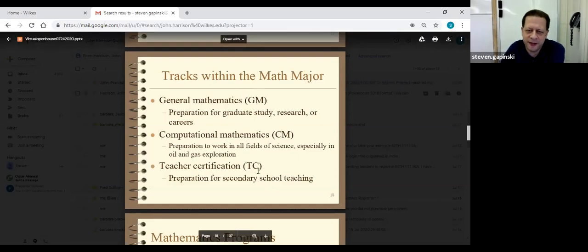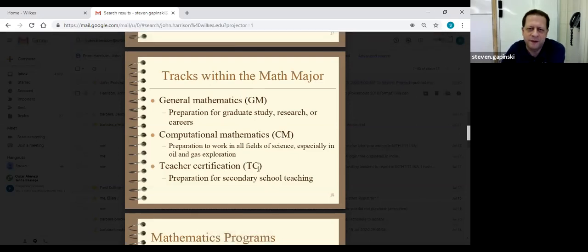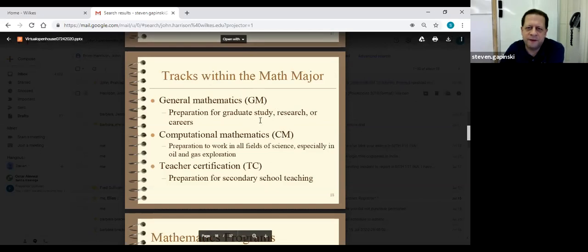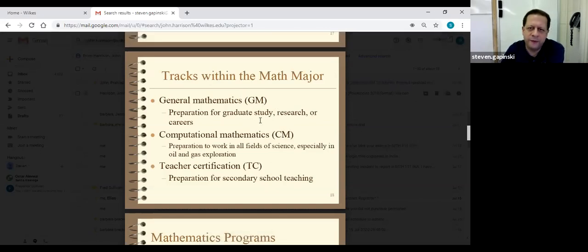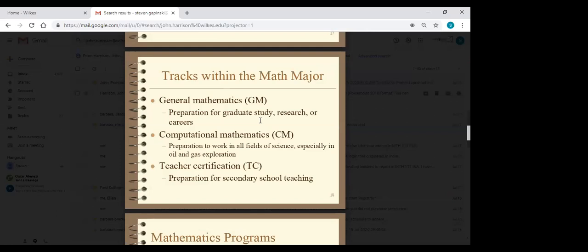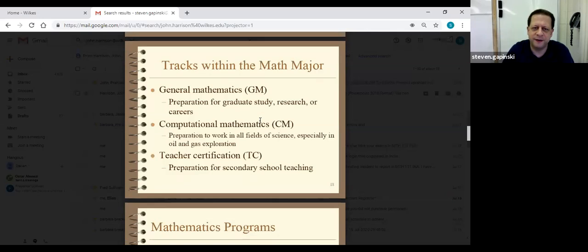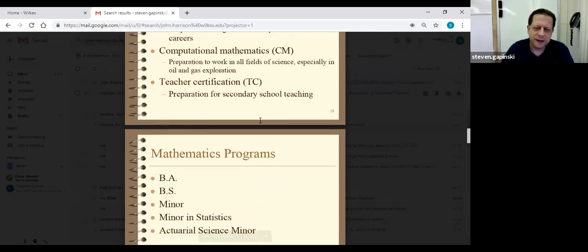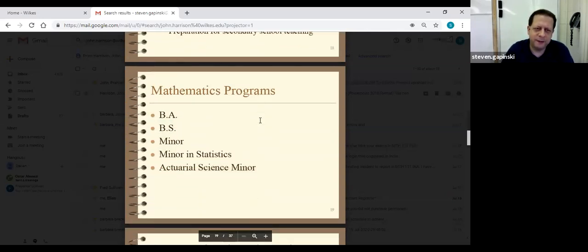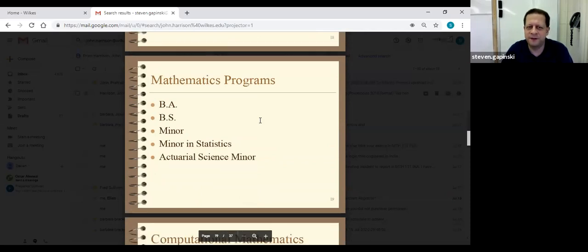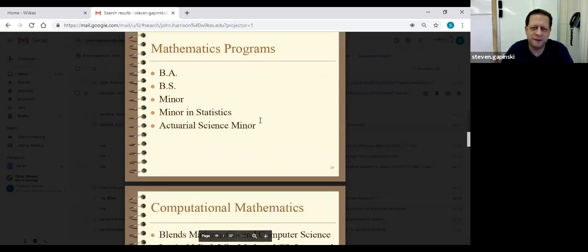Here, you're going to have to pick up the education courses, and here it's a little bit more wide open to do other things with that major, because there's a little bit less in terms of exact requirement for what has to be done to achieve that track. And we do offer a BA, which is a Bachelor of Arts, a BS, which is a Bachelor of Science. We also have a minor in math, a minor in statistics, and an actuarial science minor.